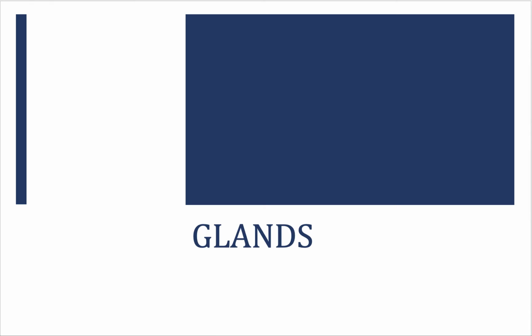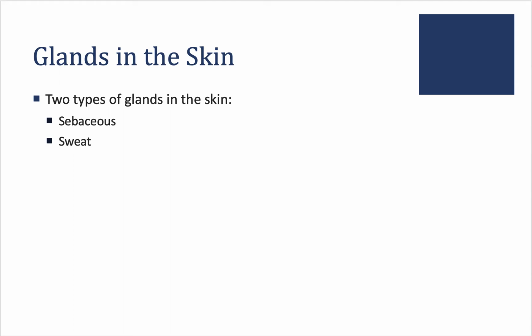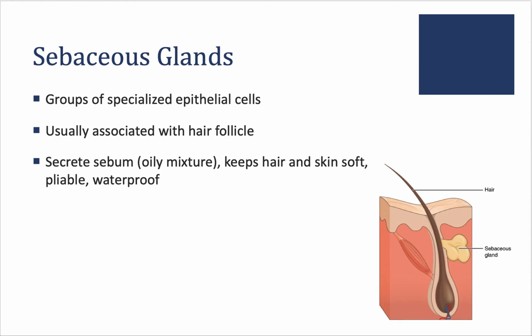We'll talk about glands, specifically glands within the skin. There are two types of glands in the skin, sebaceous glands and sweat glands. Sebaceous glands are groups of specialized epithelial cells that are usually associated with a hair follicle, so the depression that a hair sits in. Sebaceous glands secrete sebum.